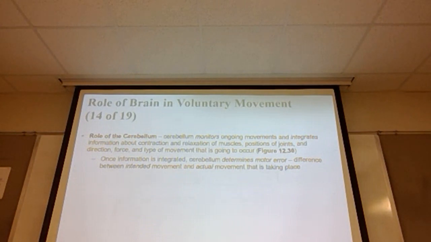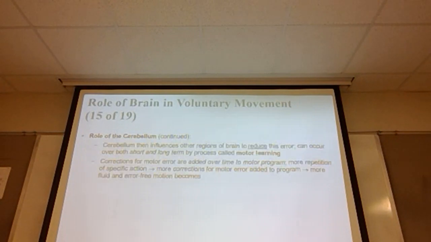muscles, the position of joints, direction, force, and type of movement that is going to occur. Once information is integrated, the cerebellum determines the motor error, or the difference between the intended movement and the actual movement that is taking place. The cerebellum then influences other regions of the brain to reduce error, which can occur over a short or long term by what is called motor learning.